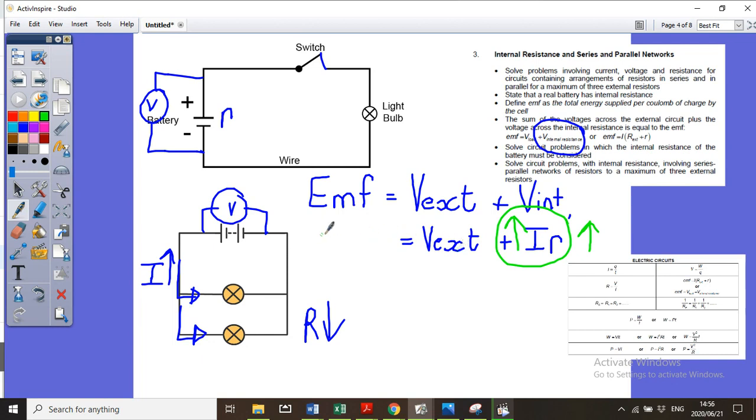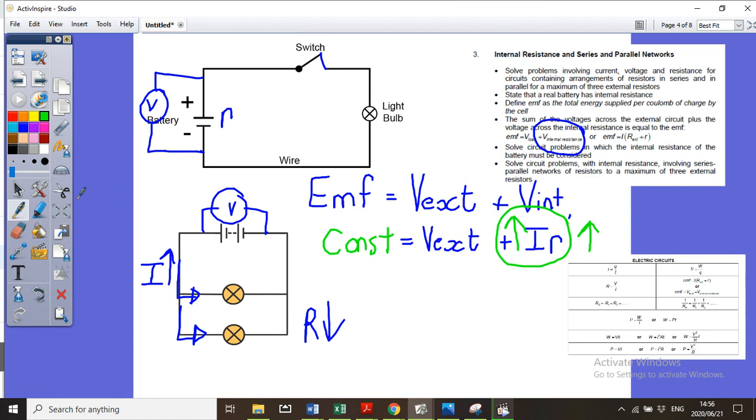But you can also reason it out using the maths, because EMF is a constant. And because EMF is a constant, if the internal voltage goes up, then the external voltage must go down. Please remember that you do not use Ohm's law to answer these questions, because it's not for the same resistor. And that's the only time you can use Ohm's law.